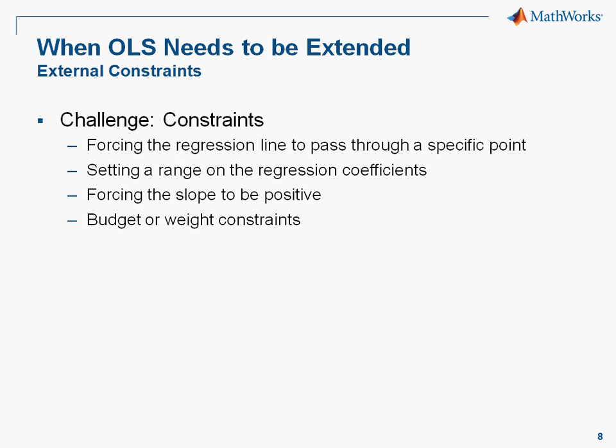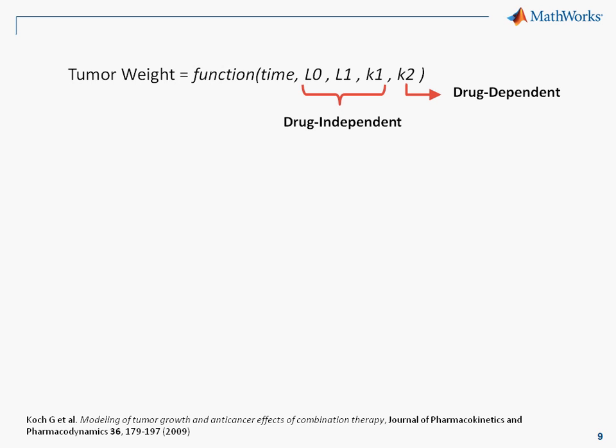It's easy enough to use fit options to constrain the coefficients for your regression or force a positive slope. More complicated problems are best handled using Optimization Toolbox. Optimization Toolbox offers fine-grained control over your objective function, and you can use this to specify quite elaborate sets of constraints. For our final demo, I'd like to show you a real-world example illustrating what's known as a common slope problem.